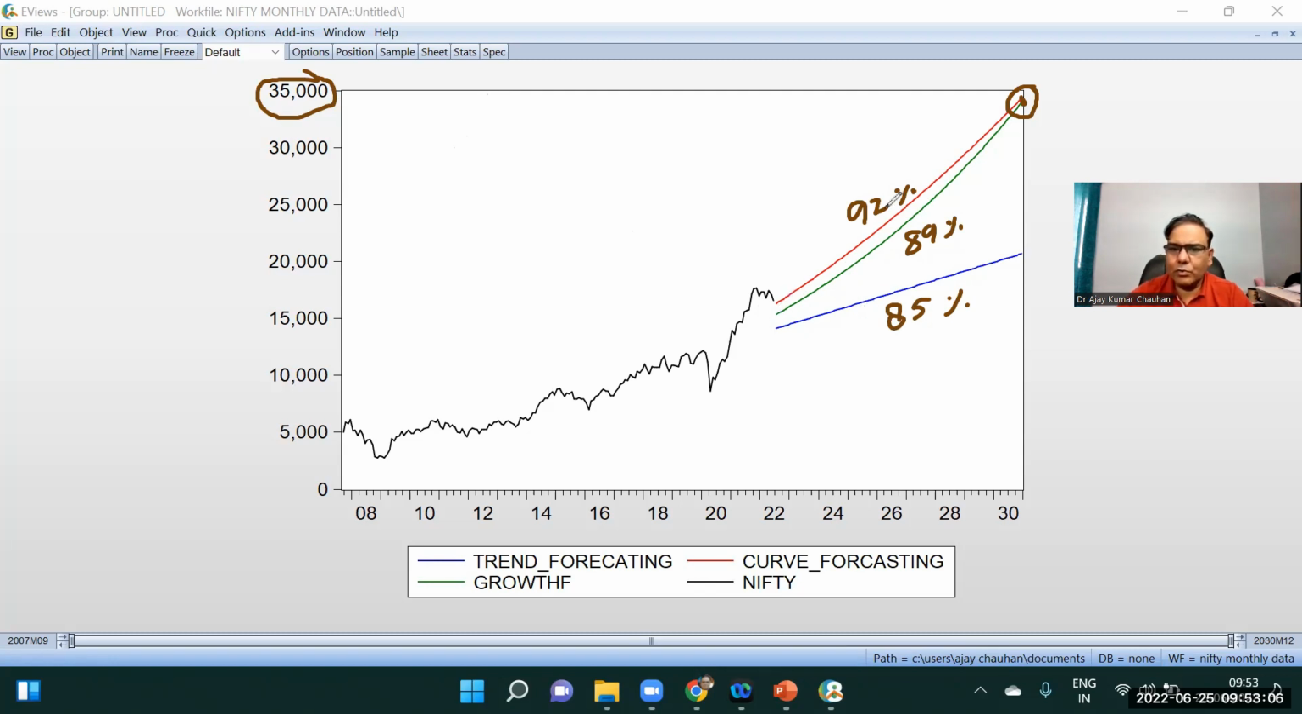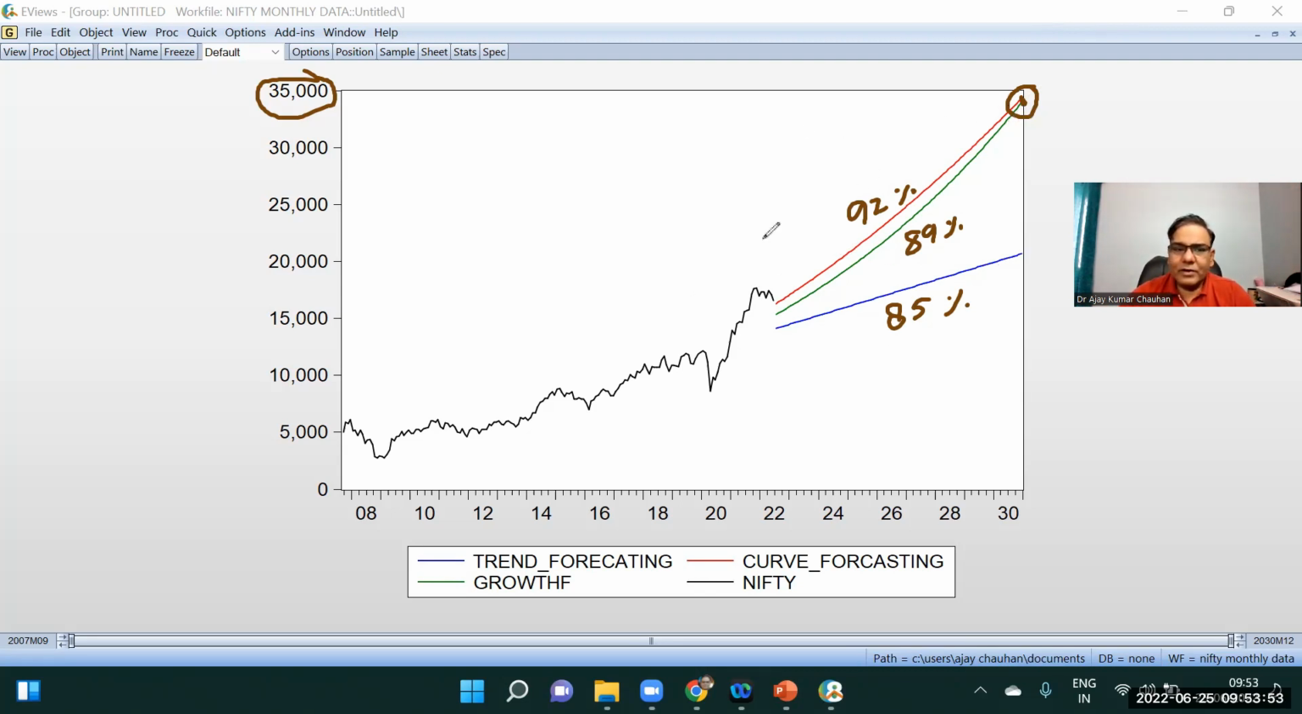But now, this kind of trend forecasting and curvilinear forecasting will tell you how the series will move. The next time period is your choice. You can forecast for 20 years, 30 years, 40 years as per your choice. Basically, the average for this value is the average value that Nifty should have in the next 8 years. There are different time periods of forecasting. If you are doing the forecasting for the next year, it is called static forecasting. If you do the forecasting for a long period of time, it is called dynamic forecasting.